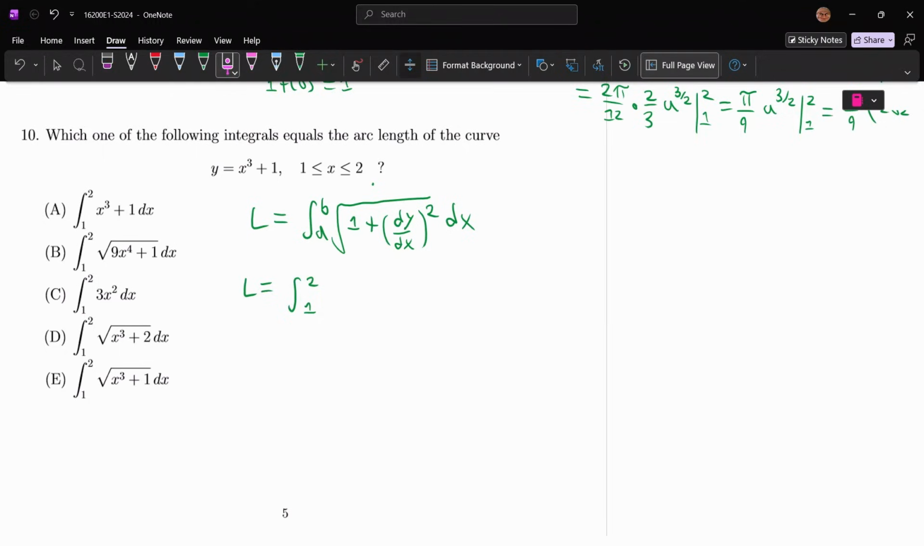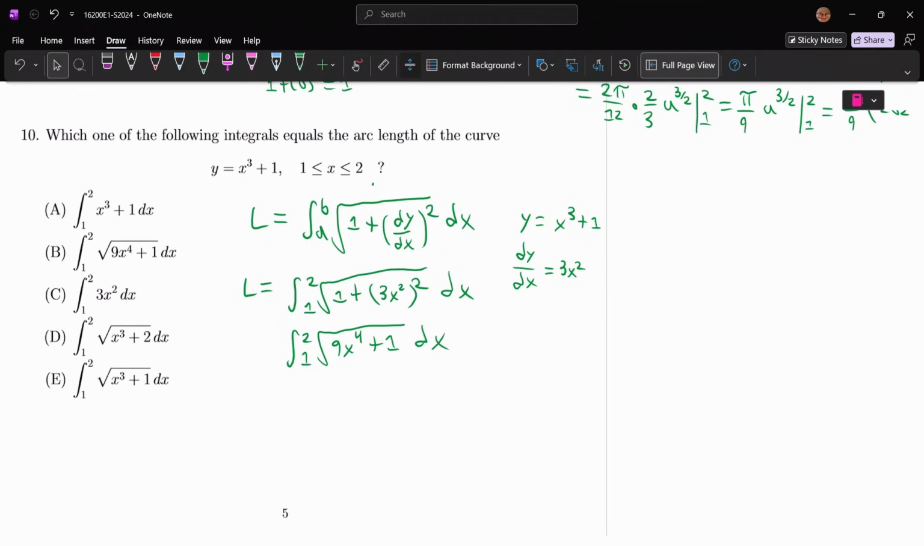And then all we have to do from here is just find the derivative of this. So we have y here, it's going to be equal to x cubed plus 1. So dy dx is going to be equal to 3x squared. And so then you'd end up with 1 plus 3x squared squared. And then simplifying this, you should end up with the integral from 1 to 2 of the square root of 9x to the fourth plus 1. And so yeah, this is going to be our arc length. So matching that up with the answer choices here, the answer is going to be B.